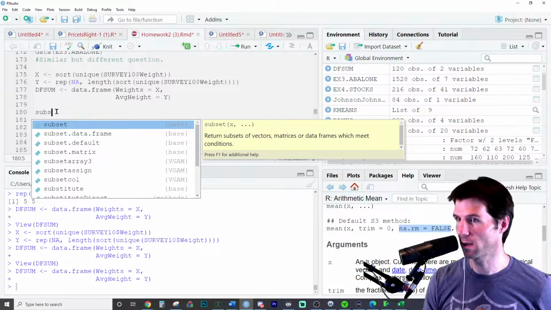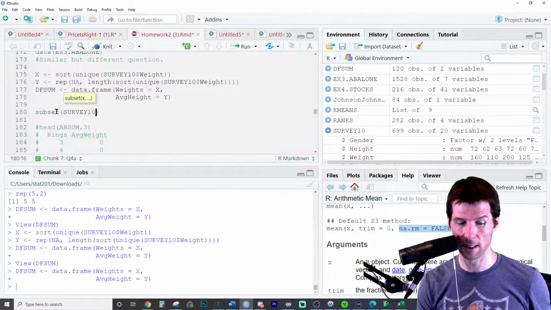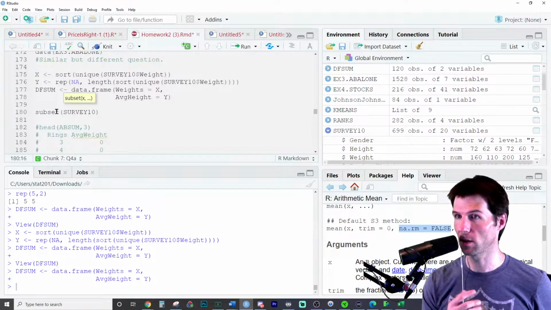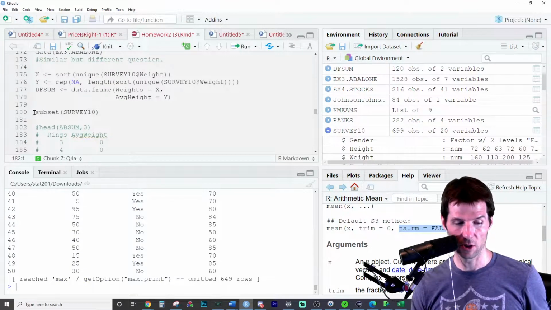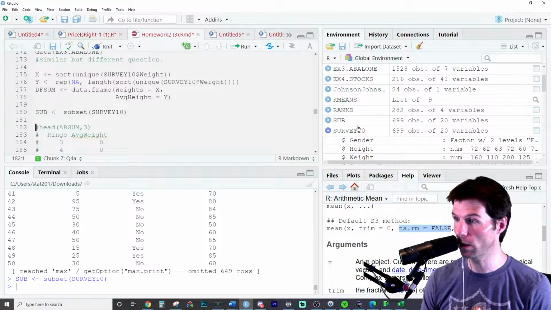We want to subset it. So we're going to take a subset of this group right here. And what group are we taking a subset of? We're taking a subset of survey 10. And now we're into the condition part because we're going to subset survey 10. And let's just call it sub. Notice how we run it just to check. That stores the subset. We have no conditions.